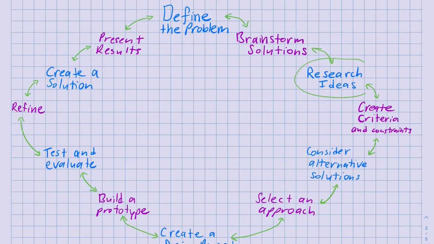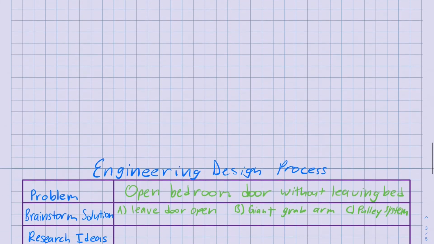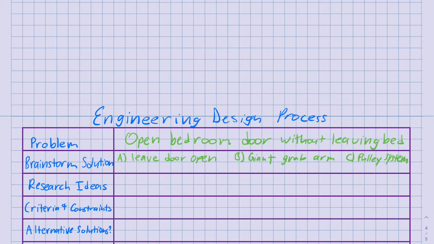Next, let's research each of our ideas. So for option A, we just leave the door open. Well, let's think about why I closed my door in the first place. My mom likes to get up early and she likes to be able to turn on the lights in the morning. So that would mean I would probably be woken up often with my mom walking by or the lights being turned on and off. So that's not really a great solution for this.